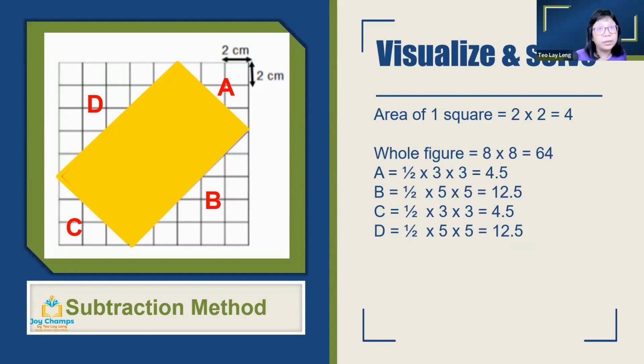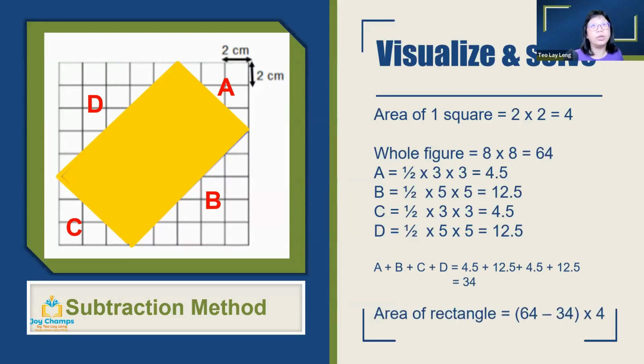Now, what do we do next? We simply take the total of A, B, C, D to see how many squares these 4 right angle triangles occupy. And it will be 4.5 plus 12.5 plus 4.5 plus 12.5, giving it a total of 34 squares. So all we need to do next is to take the total number of squares, which is 64, minus the 34 unshaded squares, and you will get 30 squares.